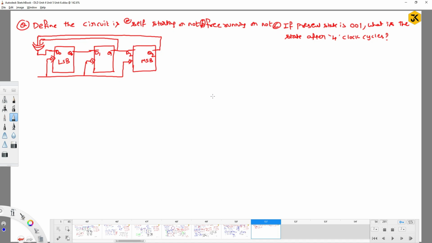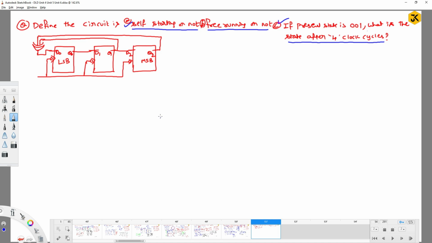Hi everyone, let's see one of the questions on synchronous counters. They have asked: is the circuit self-starting or not; second, is it free running or not; and third, if the present state is 001, what is the state after 4 clock cycles. So you have to solve these three questions.